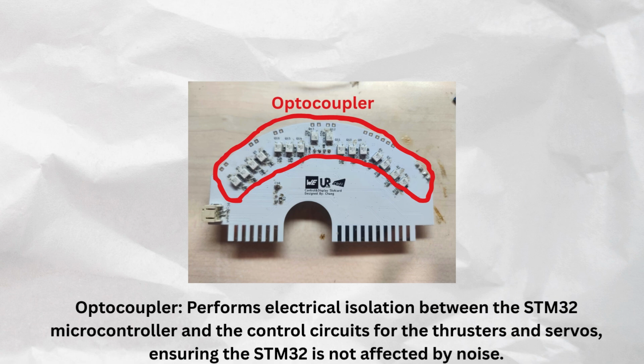Finally, the optocoupler performs isolation between the STM32 and the control circuit of the thruster and the servo, so the STM32 won't be affected by the noise.